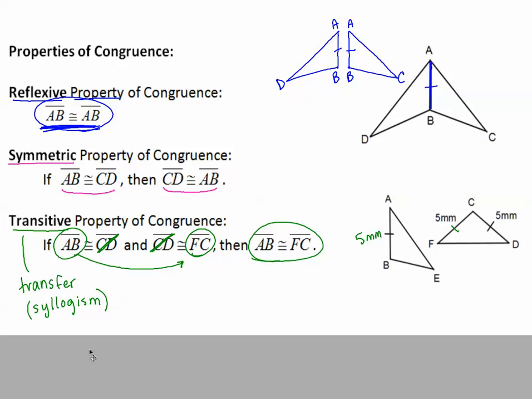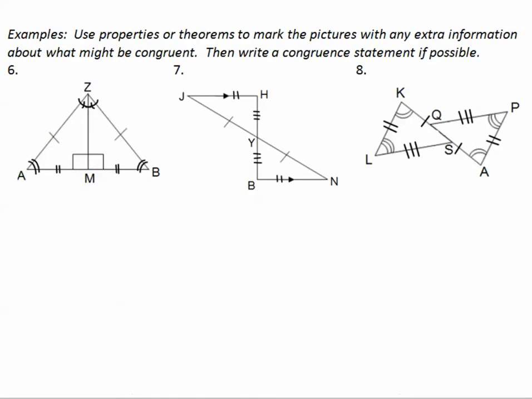Let's see how we can use some of these properties and theorems that we've learned so far. Use properties or theorems to mark the pictures with any extra information about what might be congruent. Then write a congruent statement if possible. So in this picture, I see two triangles are attached. So I'm going to put a congruent slash here. Now see, I've marked a 1 and a 2, so now it's time for the third slash.